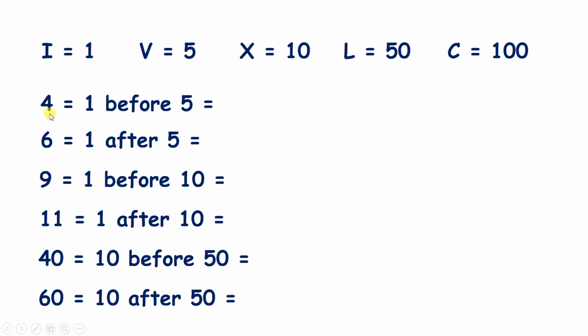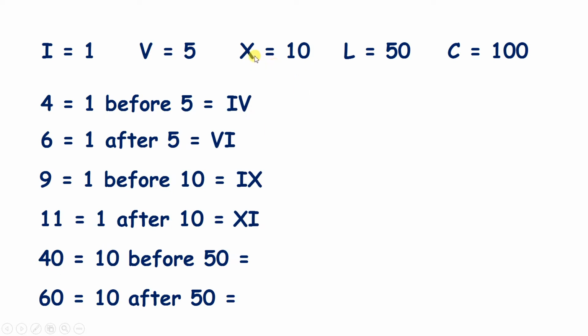Now for the number 4, rather than writing 4 I's, they thought of 4 as being 1 before 5, so they wrote I before V. For 6 they thought of it as 1 after 5, so they wrote V and then I. For the number 9, they thought of 9 as being 1 before 10, so they wrote IX. 11 they thought of as being 1 after 10, so they wrote X and then an I after the X.